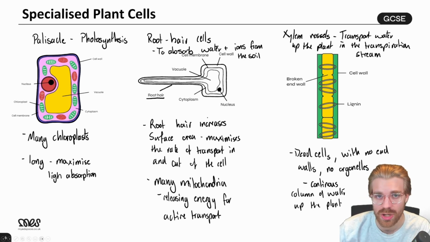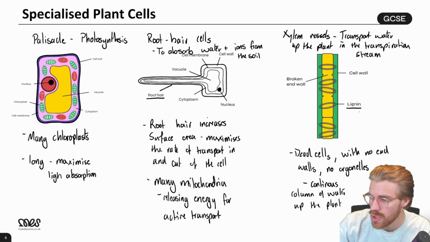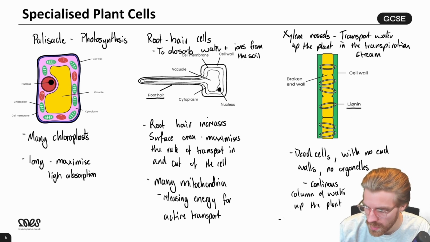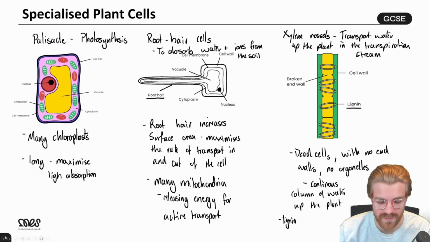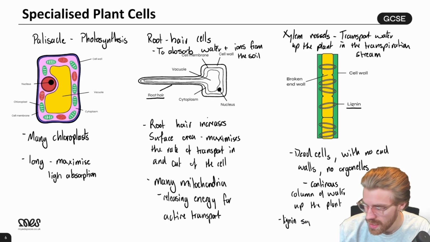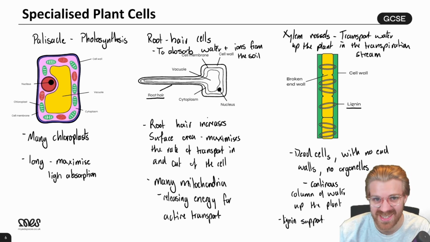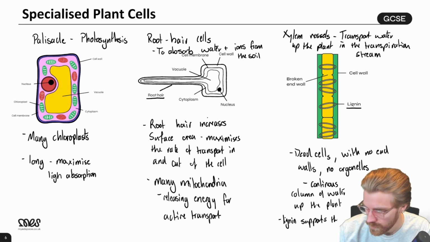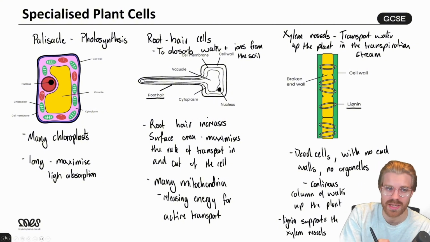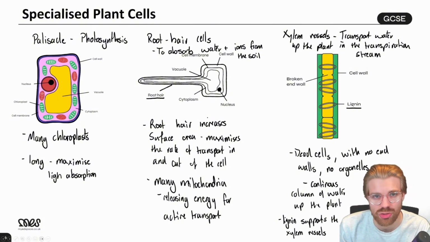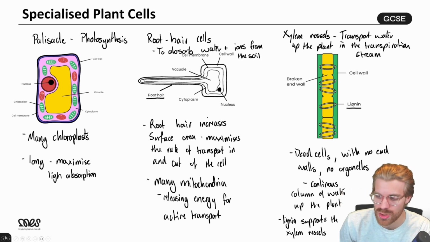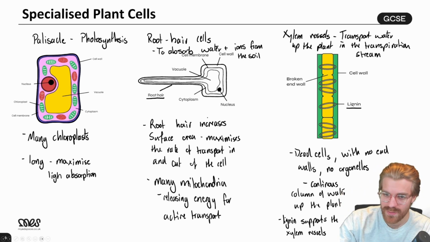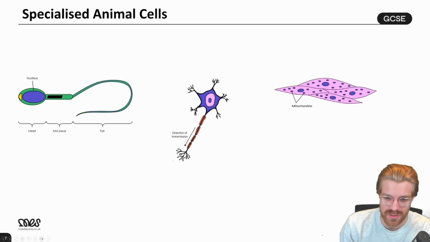Another adaptation of the xylem vessels is this compound here called lignin. Lignin supports the xylem vessels and helps to support the plant as a whole. It stops the xylem vessels from collapsing and closing. The xylem is a little bit like a straw, right the way from the leaves to the roots. Let's have a look at our specialized animal cells then.